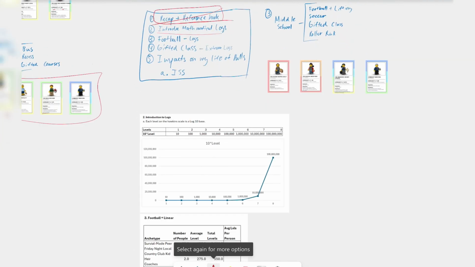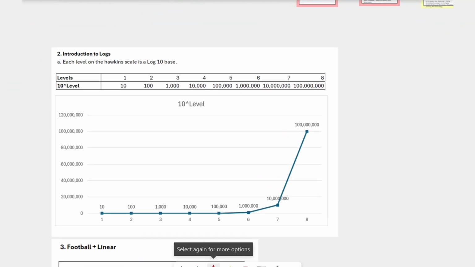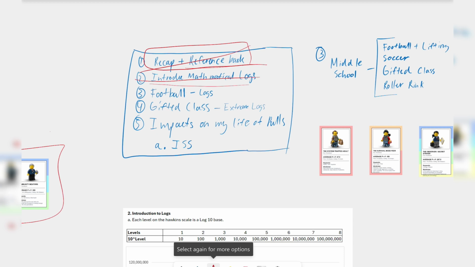But I will constantly flip the perspective to get the viewer to understand how important these levels are. So that was the introduction to mathematical logs. This is not a linear growth. It is an exponential growth. Your bank account is going from $10 to $100 to $1,000. It is not going from $10 to $11 to $12.